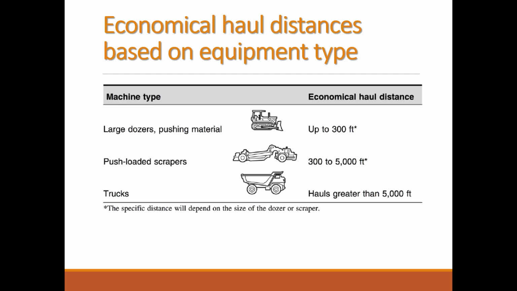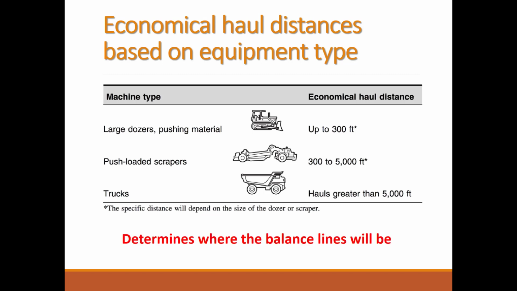So if we talk about our dozer, the dozer is economically used at a distance up to 300 feet. If you talk about push-loaded scrapers or scrapers, then these could go all the way from 300 to 5,000 feet. Trucks obviously are the ones with the greater haul distance of more than 5,000 feet moving the earthwork. This we have to remember because as we're drawing our mass diagram, we are going to be cutting and filling, and we will need to use the appropriate type of equipment to do this operation. And this is exactly where we're heading right now with the load haul plan.